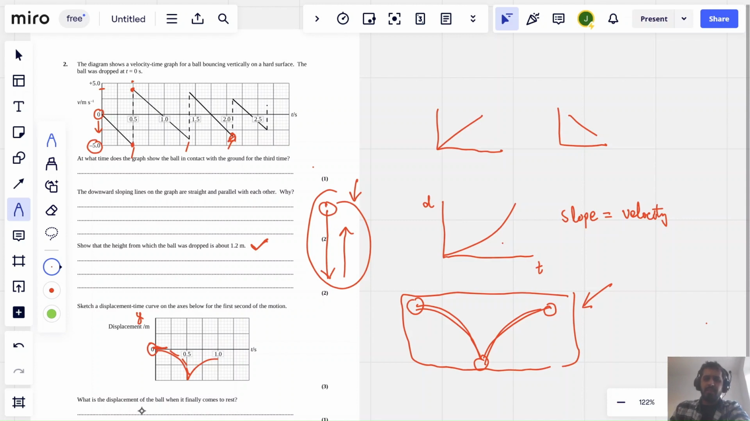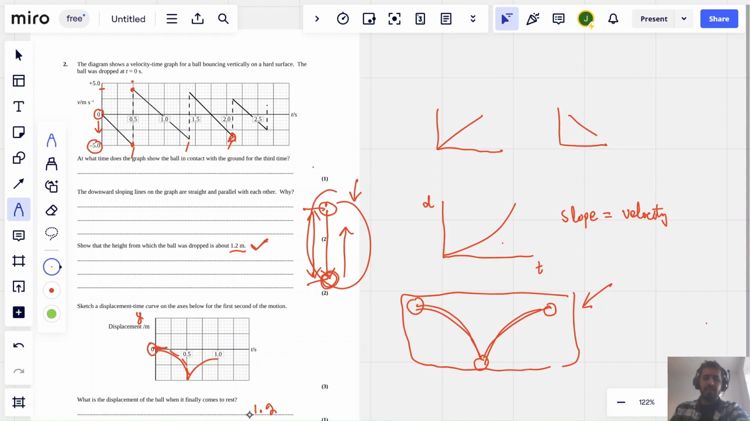And remember, the displacement is the total distance between the initial and final point, right? So if you drop the ball from 0 height and it dropped to the ground, of course, when the ball finally comes to rest, it must be on the ground, right? If it is on the ground, the total displacement is the height from which it was dropped, right? The height was 1.2 meters. So the displacement will be, again, the same as the height from which it was dropped, 1.2 meters. But since displacement is a vector quantity, you need to be careful.